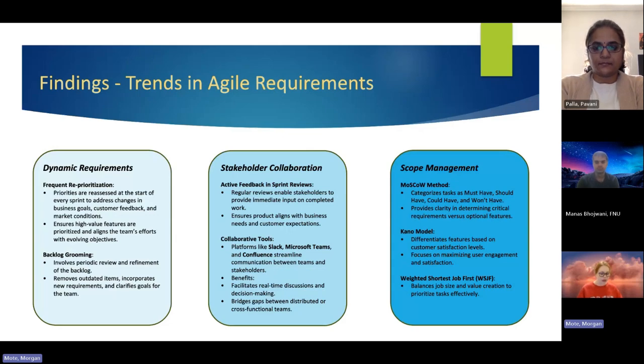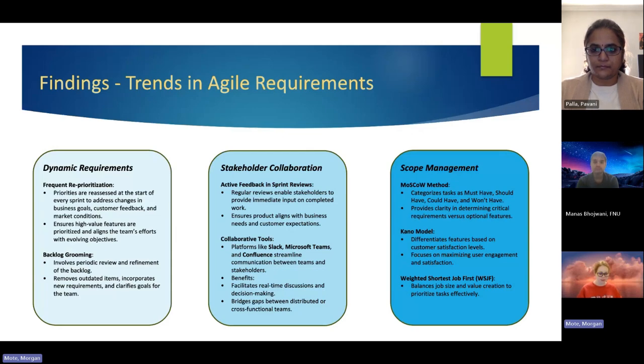And finally, scope management emerges as a critical trend in Agile requirements management. Agile's flexibility allows for continuous adjustments of the scope, but without careful management, this can lead to scope creep, as mentioned before, where essentially uncontrolled changes disrupt timelines and strain resources. Techniques such as weighted shortest job first, also known as WSJF, have become popular for addressing this issue. And this method helps teams prioritize tasks based on their potential value and effort required, ensuring that high impact features are developed first.